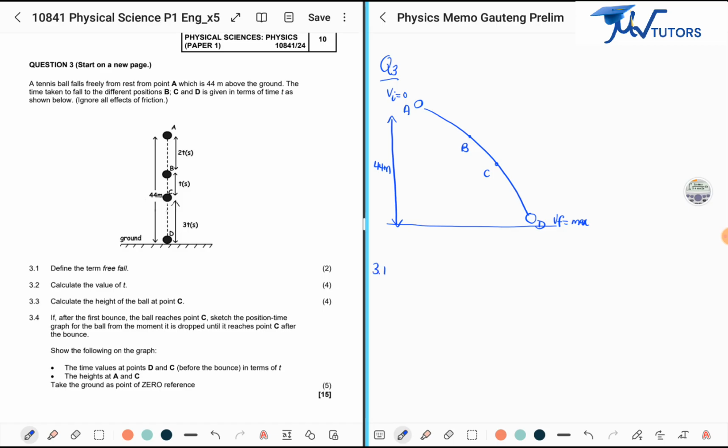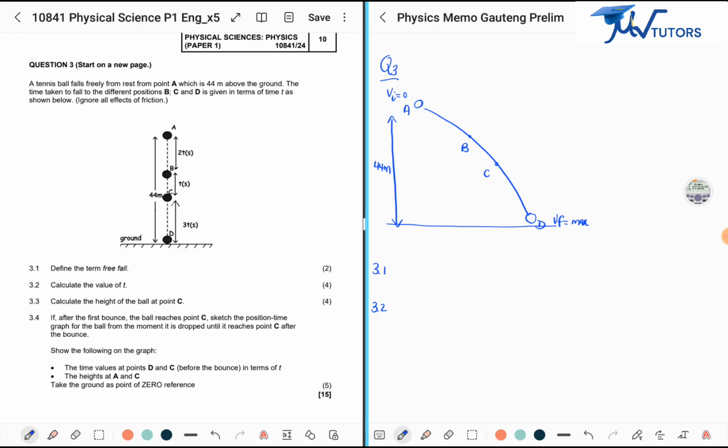Now 3.1 says define the term free fall. So free fall, loosely explained, basically there's no other force acting on this projectile apart from gravity. Or if you want to be more technical, you could say it's the motion of a body when the only force acting on this body is gravitational force. And then 3.2 says calculate the value of t.